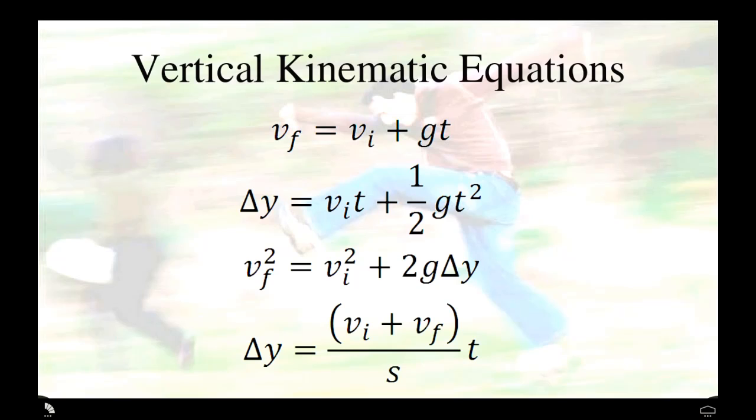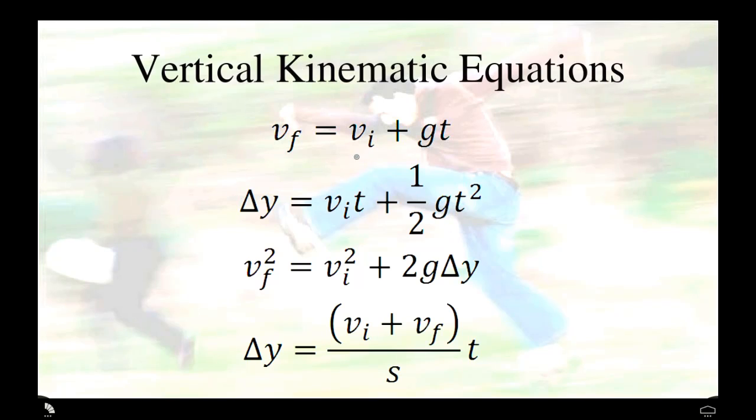Now, because we have a change in our coordinate system, our kinematic equations are going to change just ever so slightly. And you should be able to understand these changes very easily based on what we've already learned in math, and especially the Cartesian coordinate system. One thing that you'll notice is that our acceleration for falling objects is now g instead of a. That's because falling objects all accelerate at the same rate.